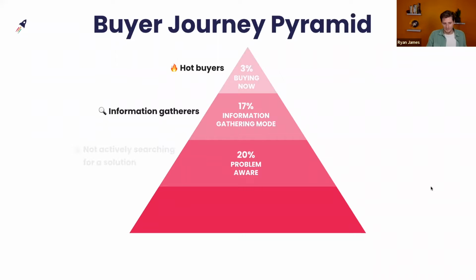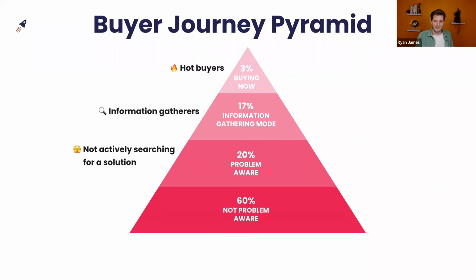So the next layer down is people that are aware that they've got a problem. They're not actively searching for a solution, but they're aware that they've got a problem. To give you an example of that, someone that works in an HR department might be aware that their employee turnover is increasing. There's more people leaving the company this year than left the company last year. That's a problem that I'm aware of. I'm the HR manager, that's kind of my responsibility in the company. I'm aware it's a problem, but I'm not actively seeking a solution. It's just in my head.